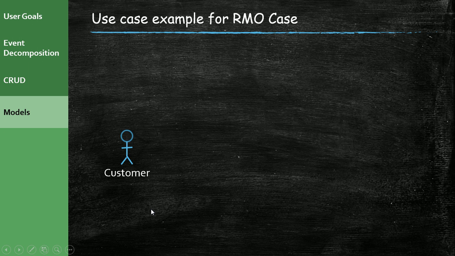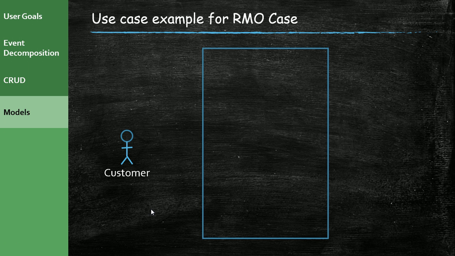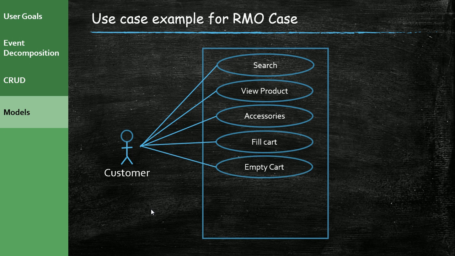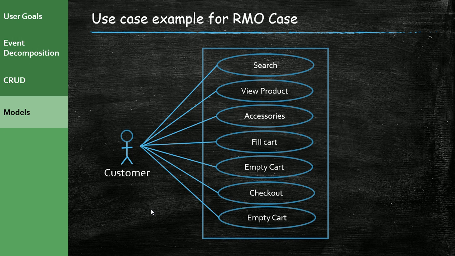So here's another example. We have our customer, and if they're going to purchase products, the customer needs to be able to search, view products, accessories, fill their cart, empty their cart, check out. Oh, I have empty cart there twice. Sorry about that. So these, again, are things that our customer is going to do with the system. And again, this is one part of the system. This might be the shopping cart system or the online ordering system or something like that.